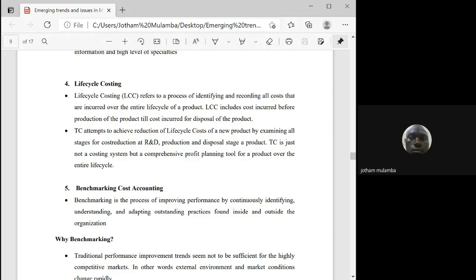And then number 5 is benchmarking cost accounting. When you talk of benchmarking, it's a process of improving performance by continuously identifying, understanding, and adopting outstanding practices found inside and outside the organization. When you talk of benchmarking, we are doing a comparison. Let's say, between Airtel and Safaricom, which is the most expensive line?